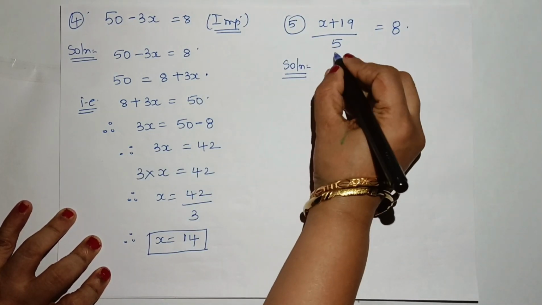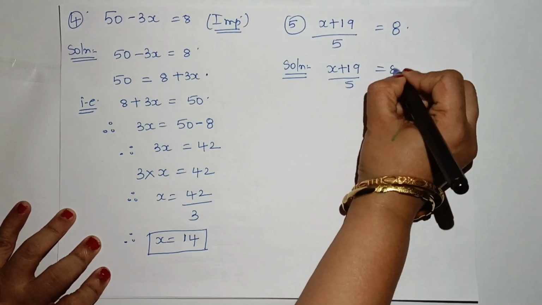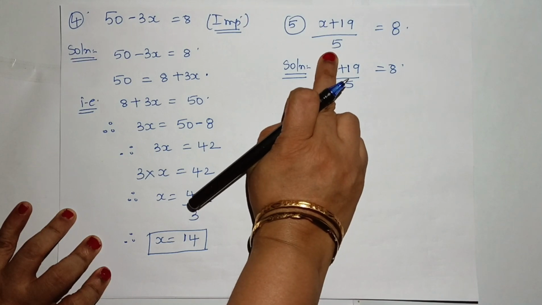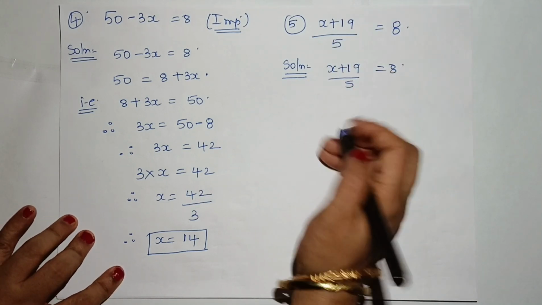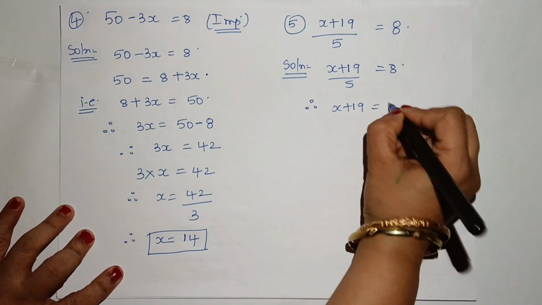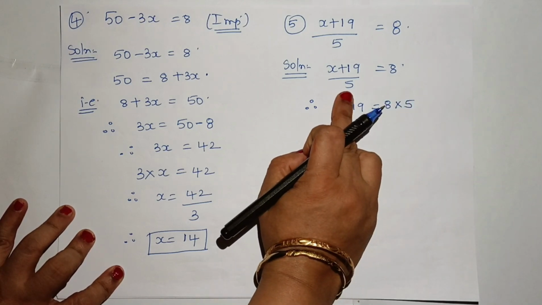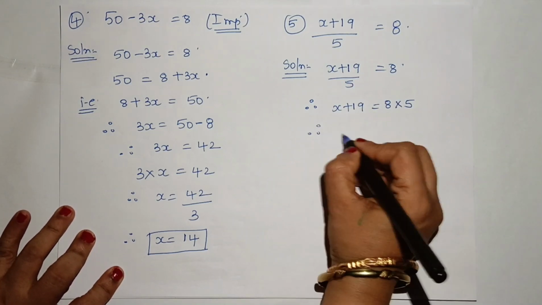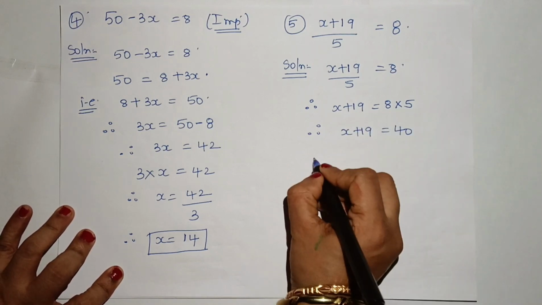Solution. Keep x plus 19 over here. Okay. Only shift 5 to that side. So division when it is shifted to the other side, it becomes multiplication. So first find the value of x plus 19. 8 into 5, not minus or plus or divide. 8 multiply by 5. Therefore, x plus 19 is equal to 40.